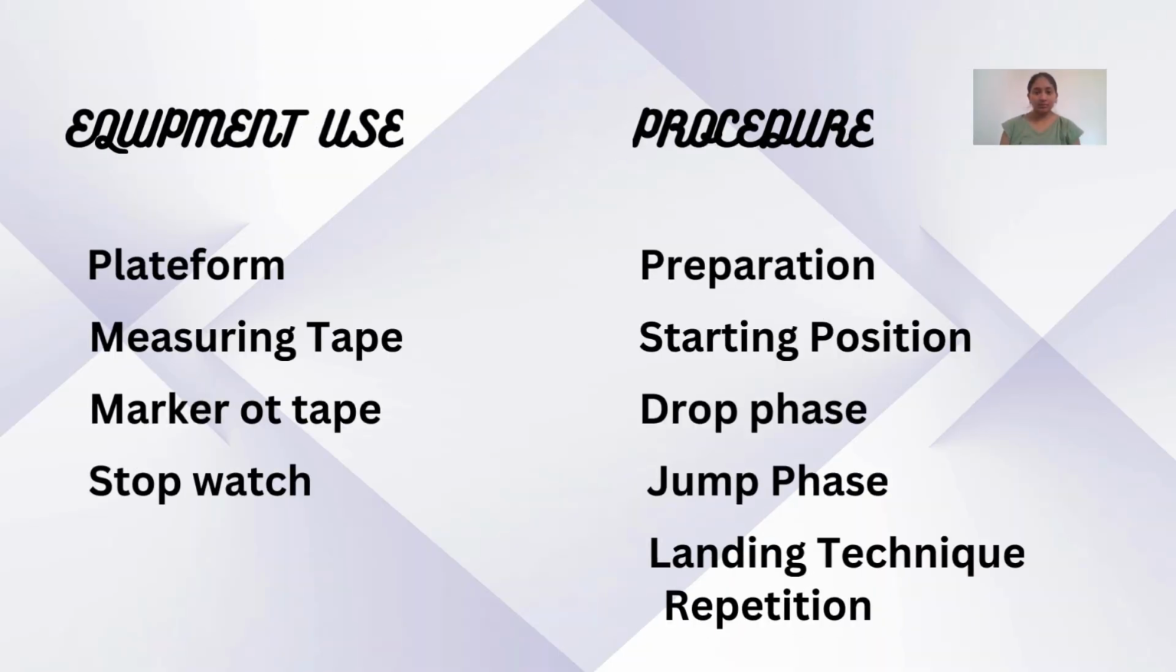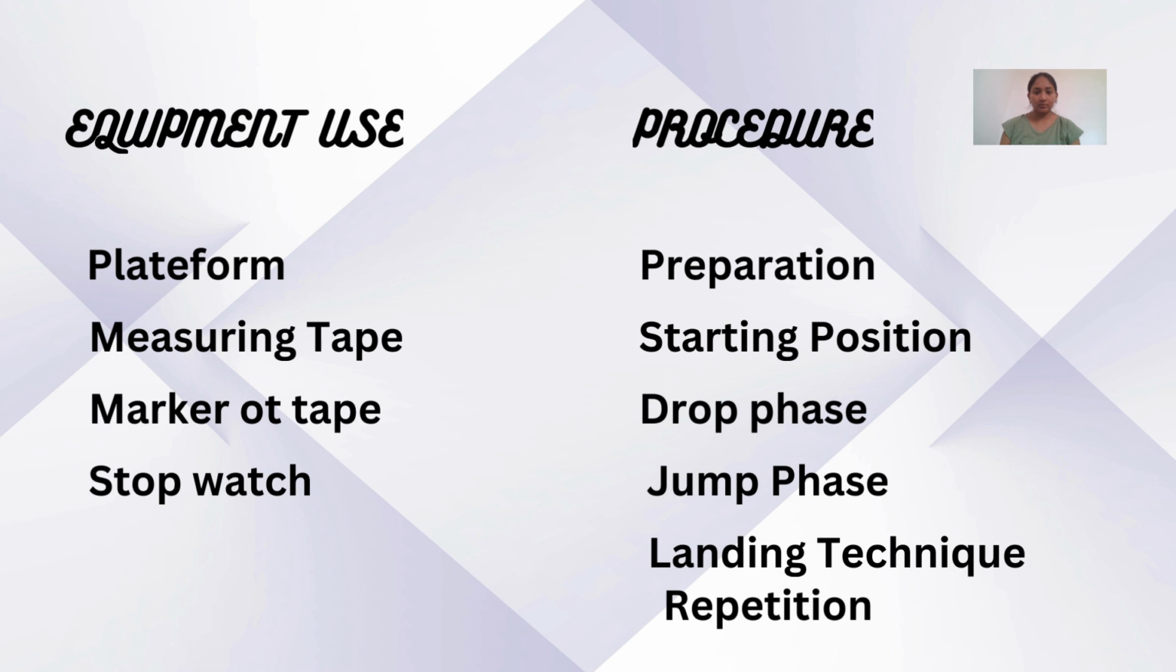Equipment used: a plyometric box or platform, a sturdy elevated surface from which the players can drop. A measuring tape or vertical jump mat to measure the height of the jump, and a marker or tape to mark the takeoff and landing positions. A stopwatch to measure the time of flight.